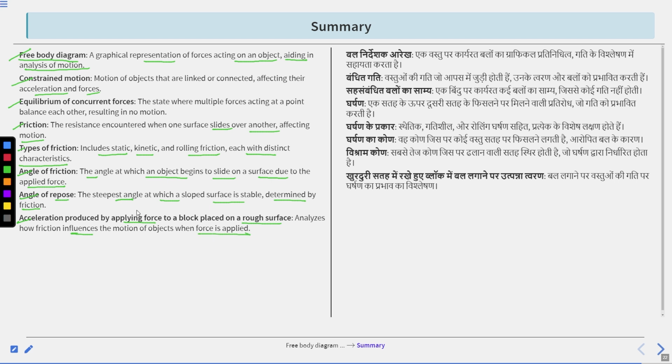So these are the summaries of what we learned in today's lecture. Or we can say these are the important points of the chapter laws of motion. Clear? These are the important concepts.